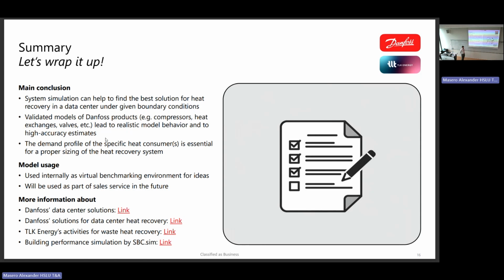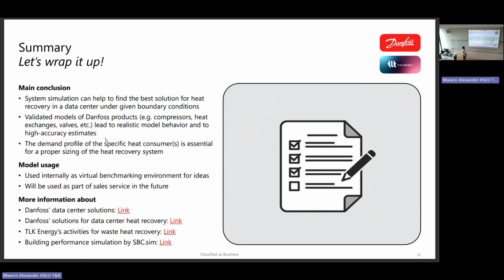We can see that this is a slightly small system, some kind of showcase. Real systems can be significantly more complex. But for this system, we could show that system simulation helps to find a good solution for heat recovery. We have facts which we can use as a basis for discussion. We are using our validated component models, which means we are quite confident that our first guesses for efficiency are quite accurate, even in the very beginning.